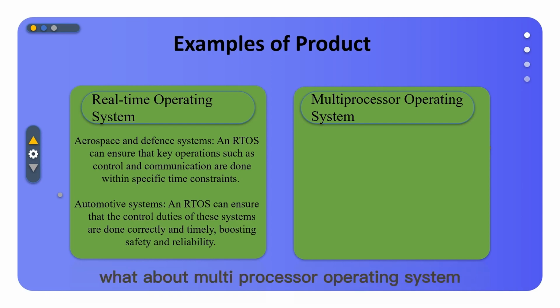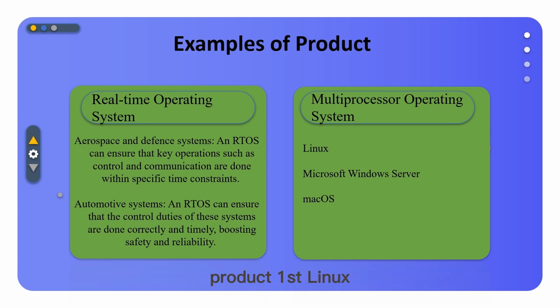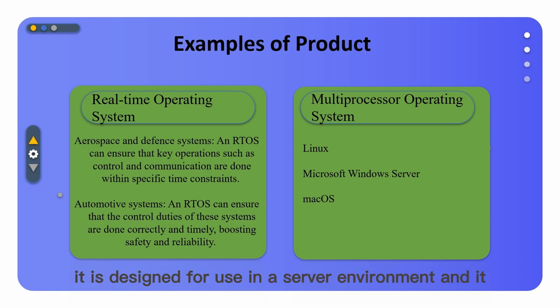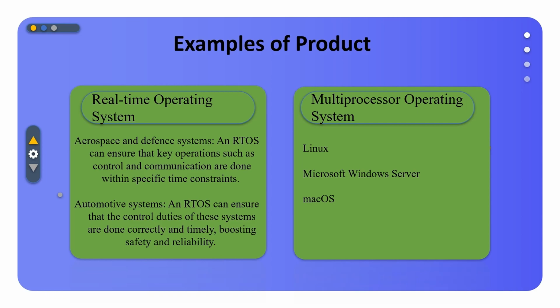What about multiprocessor operating system products? First, Linux. Linux is an open source operating system that can support multiple processors. Number 2, Microsoft Windows Server. Microsoft Windows Server is a commercial operating system that supports multiple processors. It is designed for use in a server environment and includes features such as failover clustering and load balancing. Third, macOS. macOS is an Apple operating system that supports multiprocessors.